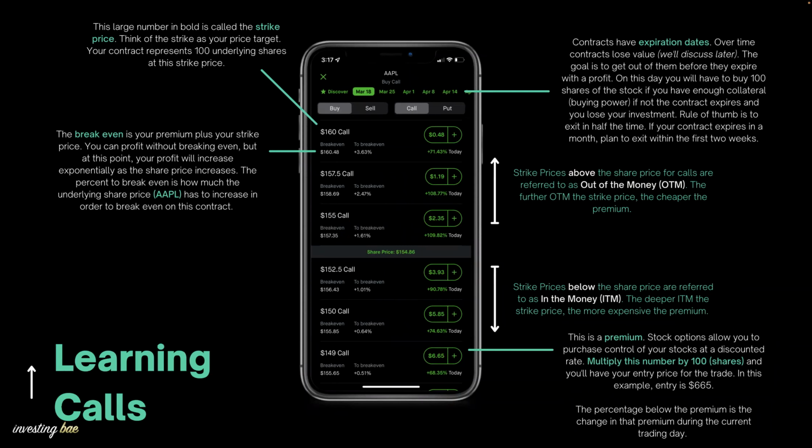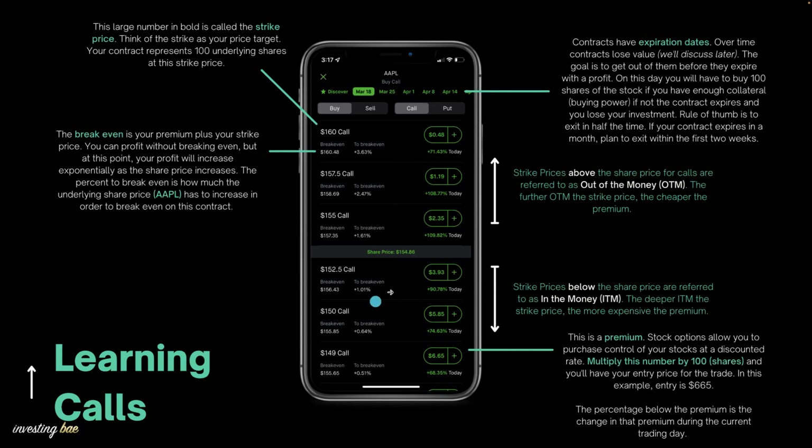So the next number that I want y'all to look at is this number in the circle. That's your premium. So options allow us to control these shares at a premium price. And so it's your price per share. We're controlling 100 shares. So 393 times 100 is $39,300. Your entry cost for this particular position, 393.